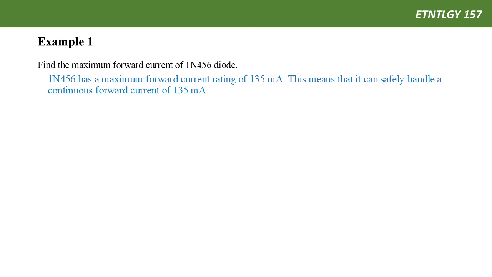Example 1. Find the maximum forward current of the 1N456 diode. For this we need to use the datasheet of the 1N456. In the datasheet, we find out that the 1N456 has a maximum forward current rating of 135 milliamps. This means that it can safely handle a continuous forward current of 135 milliamps.